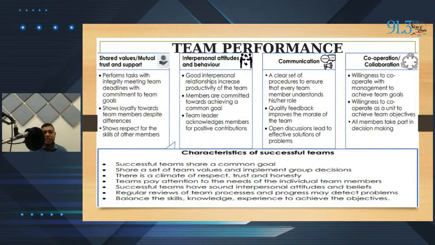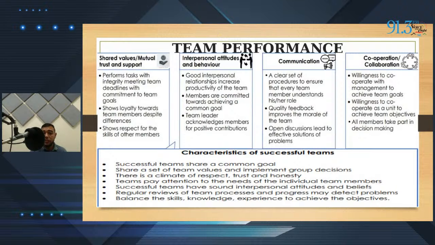So, what are the characteristics of a successful team? Boys and girls, ladies and gentlemen, you need to know what characteristics form a successful team. You can use this in your everyday life or in a business. Guys, you need to only know three bullets here for your examination.